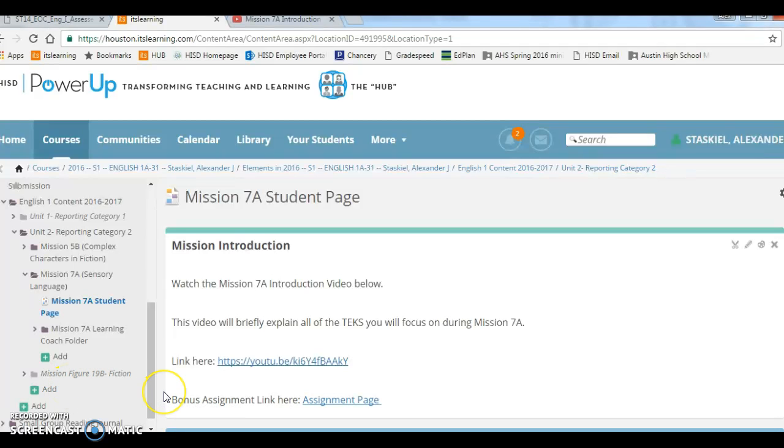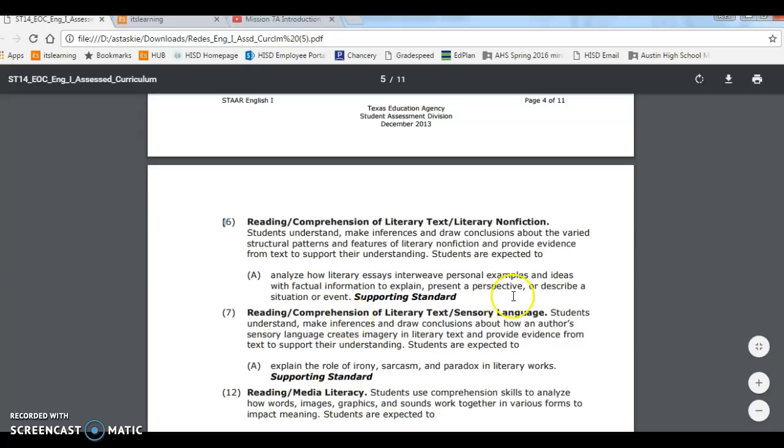Alright guys, so you are on Mission 7A. Mission 7A refers to TEK 7A, which is this TEK right here, sensory language. So during this TEK, you're going to be learning how sensory language creates imagery in literary text.